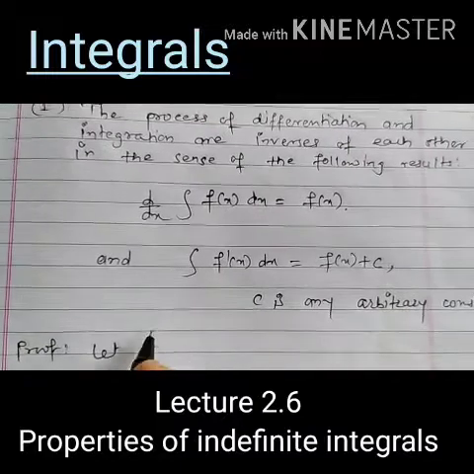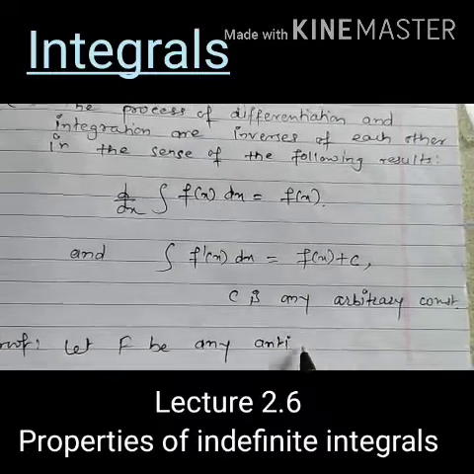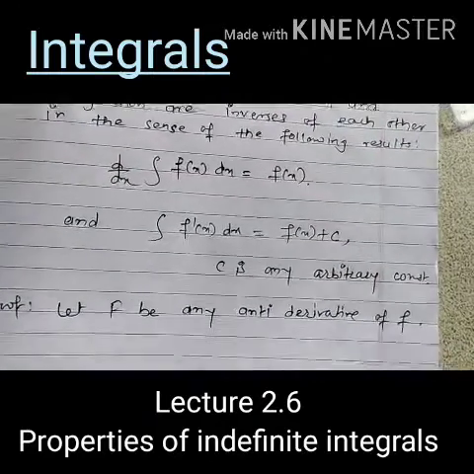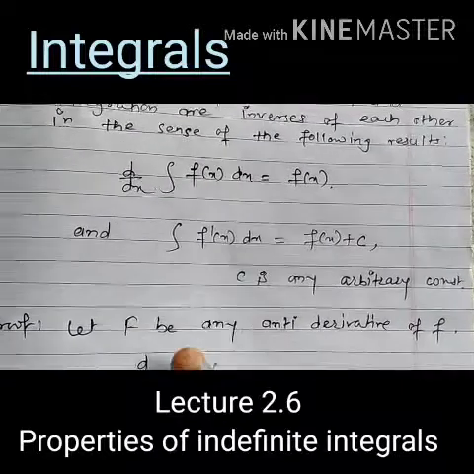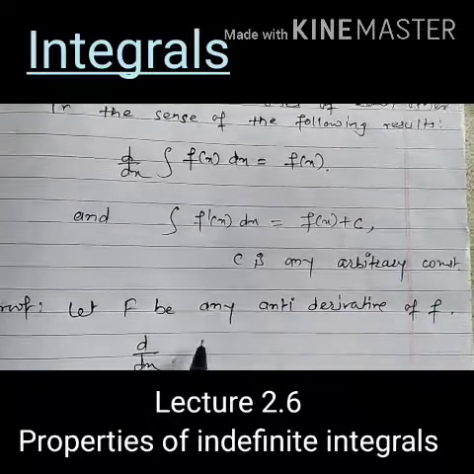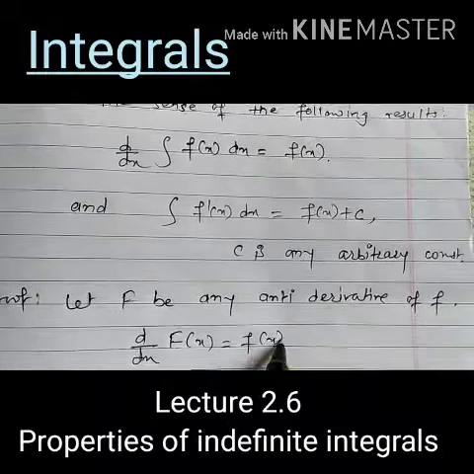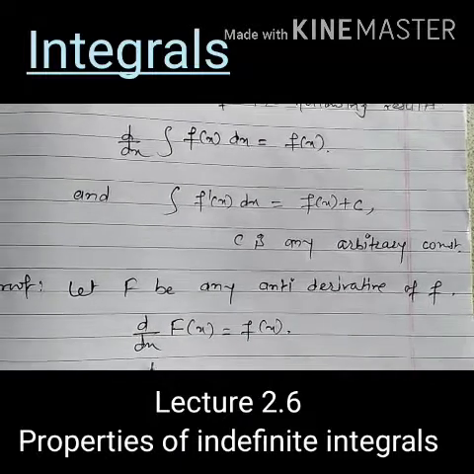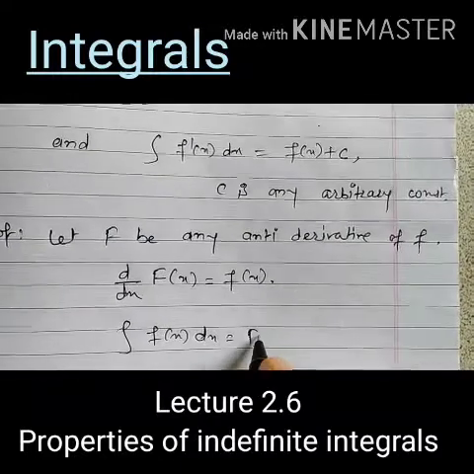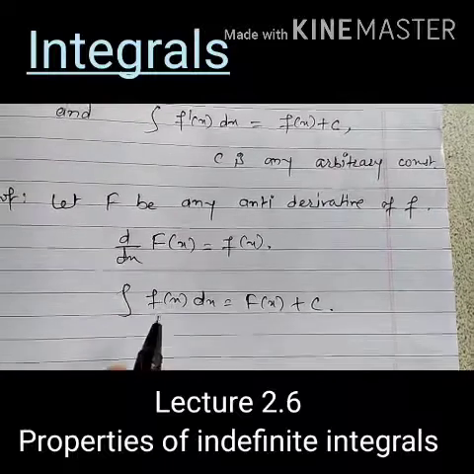Let F be any antiderivative of f, that is, d by dx of F of x is equal to small f of x. If F is the antiderivative of f, then the derivative of this function will be f. Understood? So can we write the integration of f of x dx as nothing but capital F of x plus any constant? Understood? So can we take the derivative of the above now?